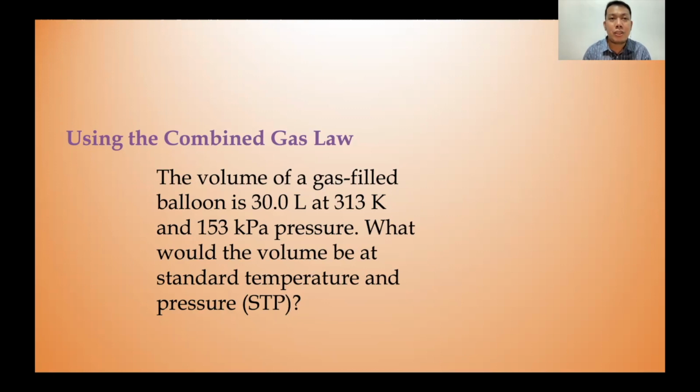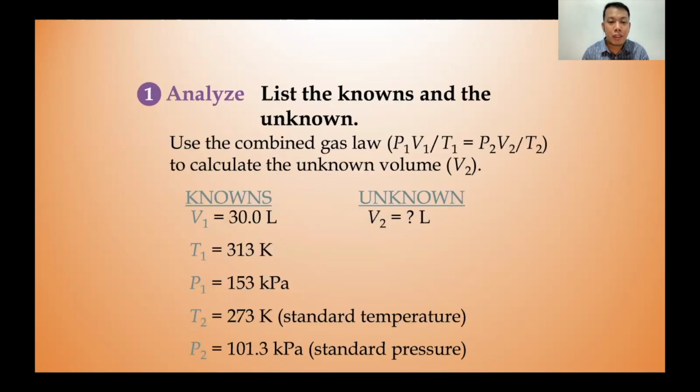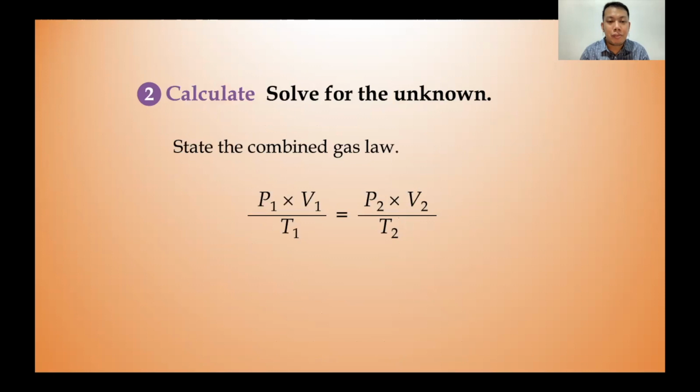So it is STP. A while ago, at the beginning of the video, I told you the value for STP. So write the unknown. V1 is 30 liters, T1 is 313 Kelvin, P1 is 153 kilopascal. Now, the T2 and P2 is the STP, standard temperature and pressure. So standard temperature is 273 Kelvin. And for the standard pressure, we use kilopascal since the given is kilopascal. So that is 101.3 kilopascal. So the one that is unknown is V2.